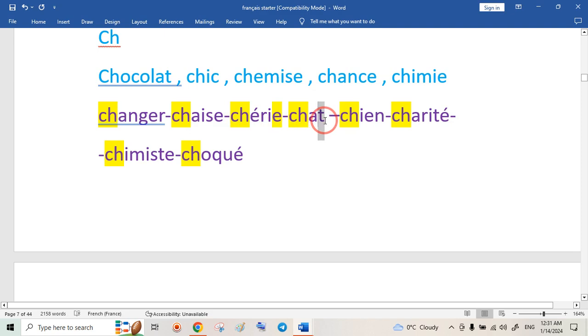Chat. T is not pronounced at the end of the word. Chat means cat. Chien means dog. Charité, charity. Chimiste, chemist, a person who has studied chemistry and now she is a chemist. Now it is said chimiste. And choqué. Whenever a person is choqué, for example, il est choqué, je suis choqué. Choqué means surprised.